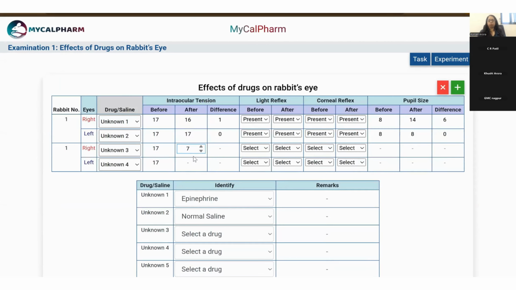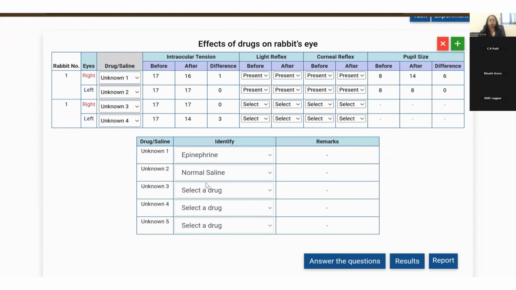By noting it down, they will come to know what exactly is the difference in the drugs and their reactions. And similarly other things have to be noted down. So for unknown 3, they have to measure what exactly it is, then for unknown 4 they just have to tell. Whatever remarks there are, the student can note them down.